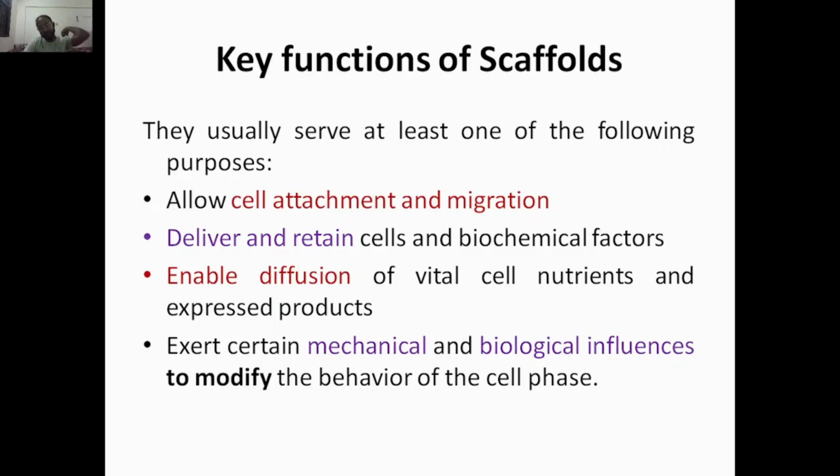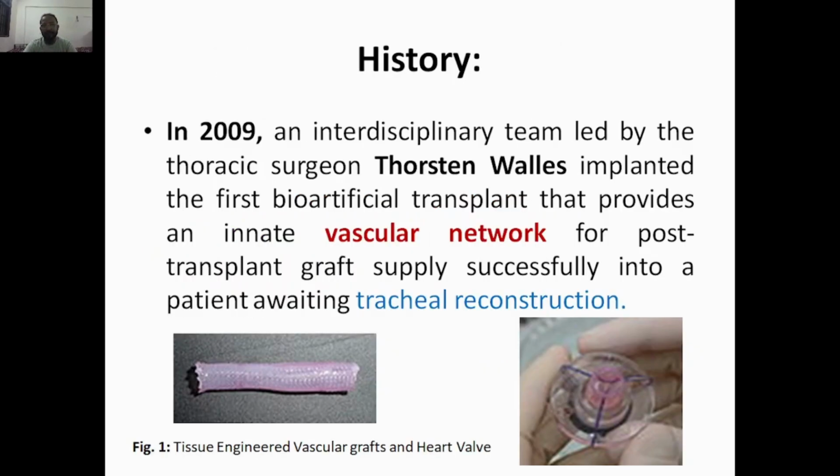Okay, because the cell has to divide, right? For that reason we need certain nutrients, so those nutrients should be allowed. So it should exert certain mechanical and biological influences to modify the behavior of the cell phase. That means it should have some mechanical and biological properties to modify the behavior of the cell phase.